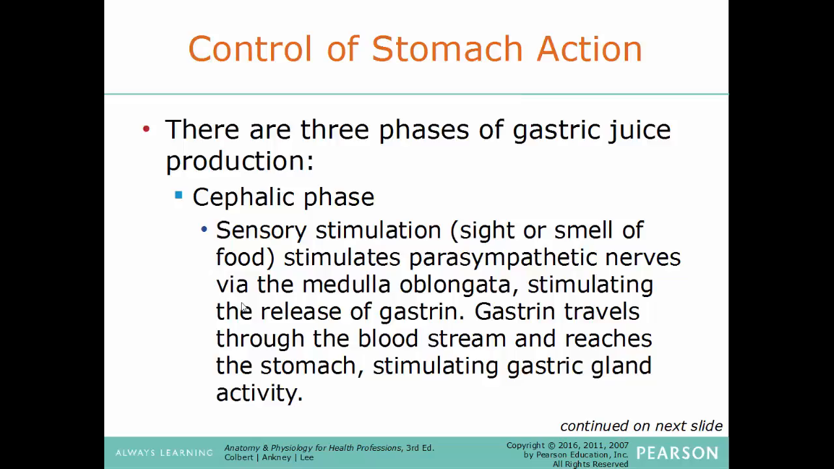The first one is the cephalic phase, and this is due to sensory stimulation, the sight of food or the smell of food. This will stimulate your parasympathetic nerves through your medulla oblongata to release gastrin. This gastrin will travel through the bloodstream and will reach the stomach, which will stimulate gastric gland activity.